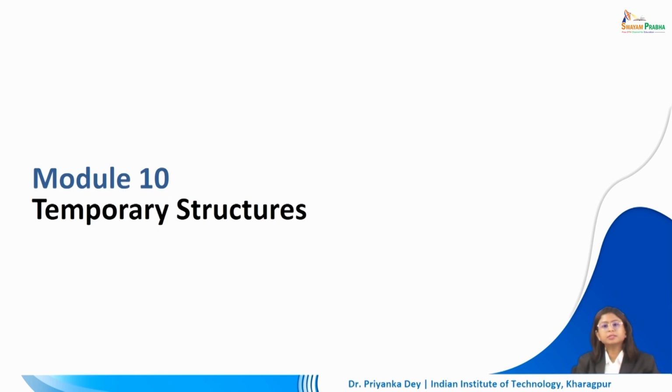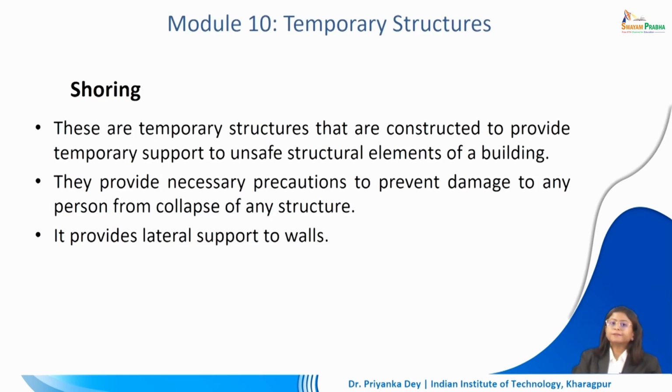Last module deals with temporary structures which are needed for us to be easily able to do the construction process. The first type of temporary structure is called shoring. Now, these are temporary structures that are constructed to provide some temporary support to unsafe structural elements of the building. So, let's say a part of our building is damaged and it is going to collapse. So, to be able to give it some support, we do shoring. So, it provides lateral support to these walls.